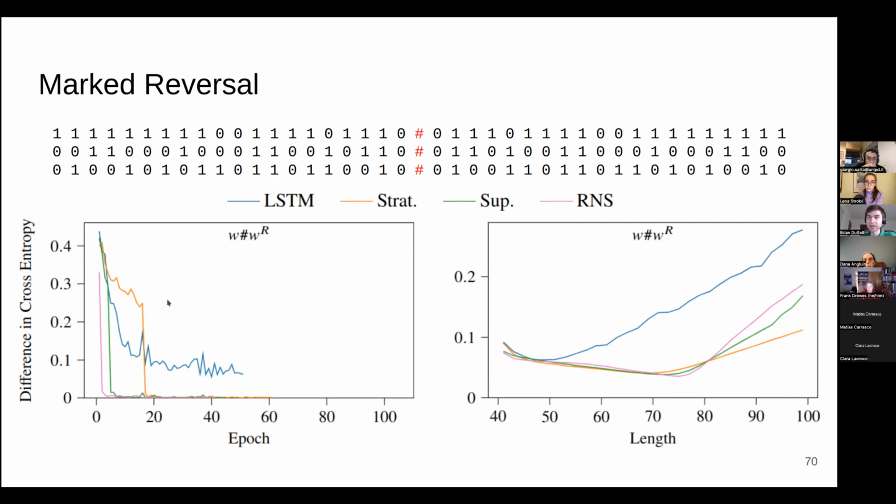The first task we tested on was this marked reversal task. So we have a string, a marker symbol, and then the string in reverse. And this is the most simple deterministic CFL. First, note that the LSTM can't even get optimal validation cross entropy, which suggests that the LSTM by itself isn't expressive enough to learn this language. But on the other hand, all the stack models do this pretty easily.